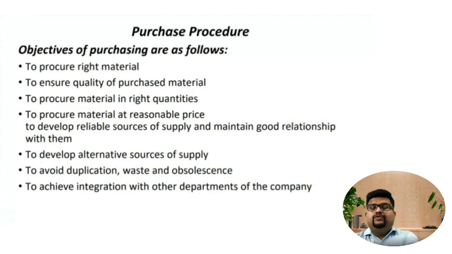So what you will do? You will go find some other person who is delivering that particular material. So we need to make sure that we should have the alternate source of supply of that particular material. Also, we should avoid the duplication, waste and obsolescence. So what do you mean by that?